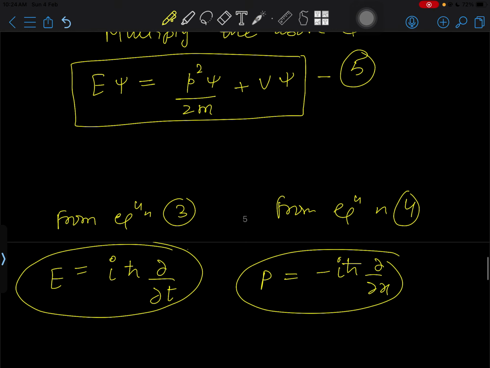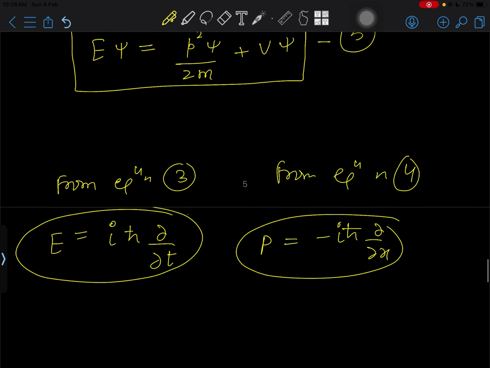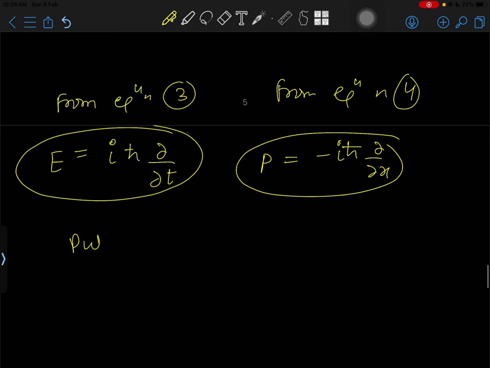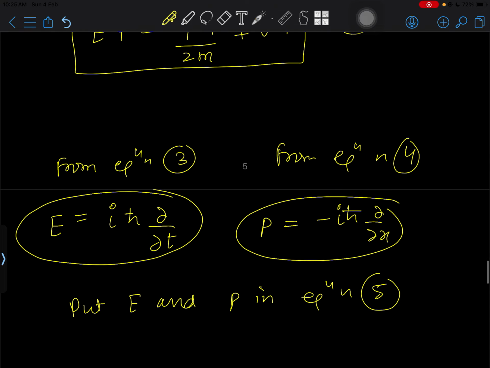So now substitute these values, substitute the value of energy here and the value of momentum here. So now let us perform our task. So put E and P in equation number 5. So what we will get?